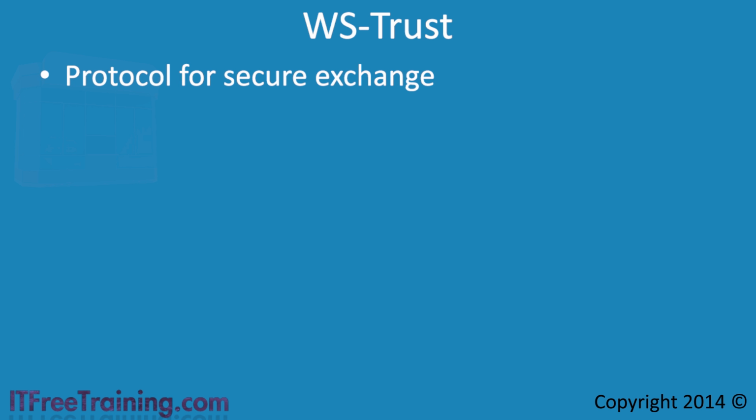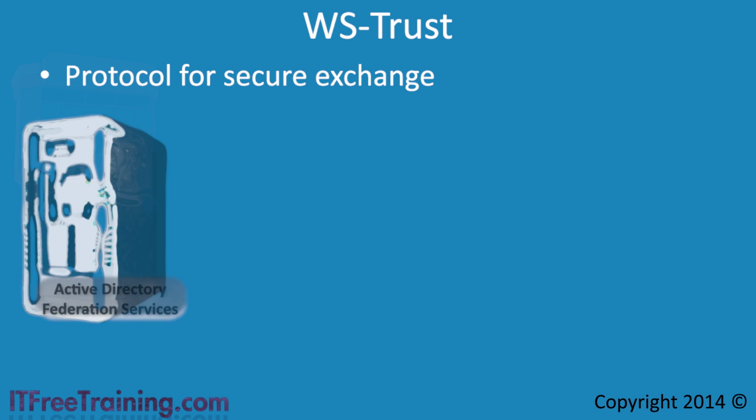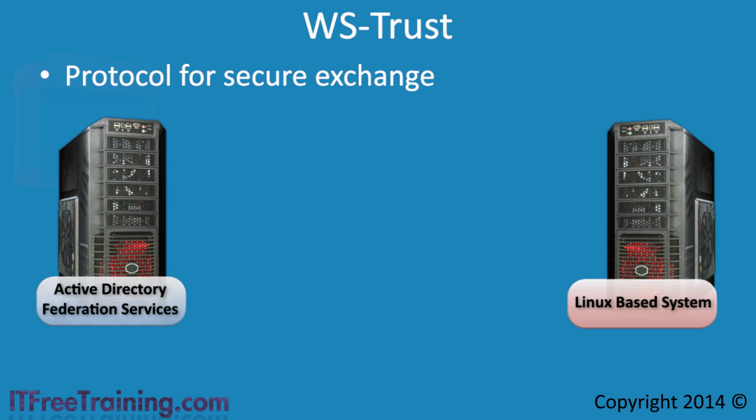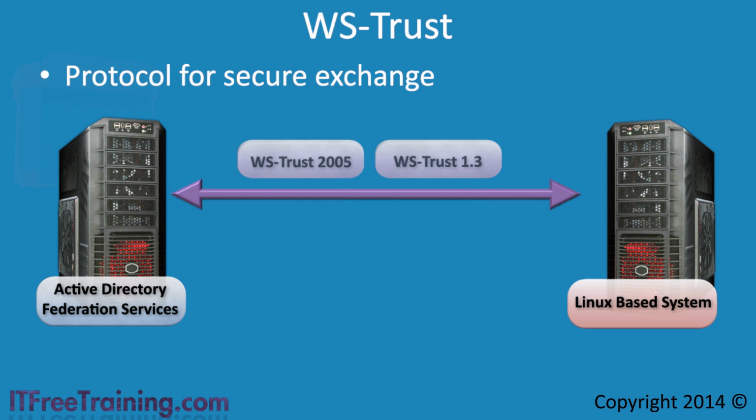This communication is used to transfer tokens. This is important as there are many different types of Federation solutions. For example, if you have an Active Directory Federation server and a Linux-based Federation server, there needs to be a common protocol between these systems to allow them to communicate. This protocol defines how a token will be exchanged between different parts of the Federation system.